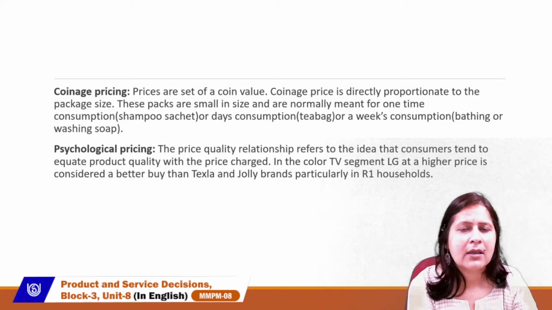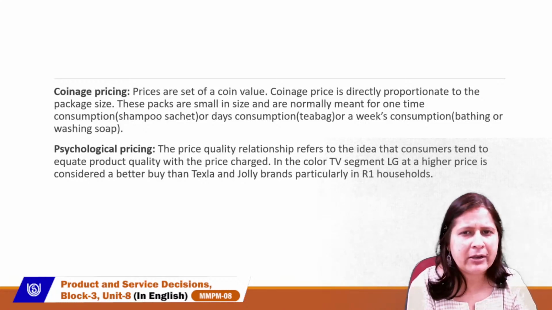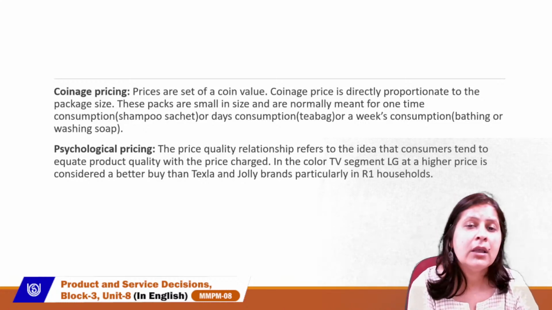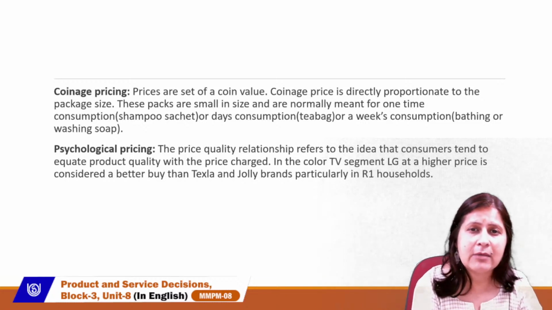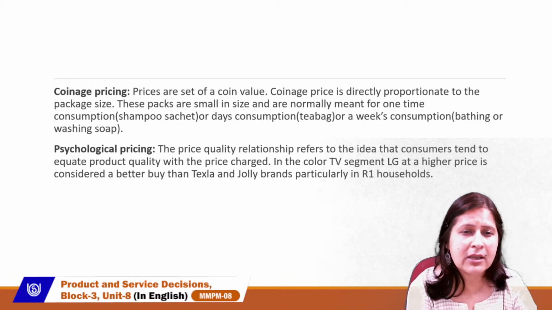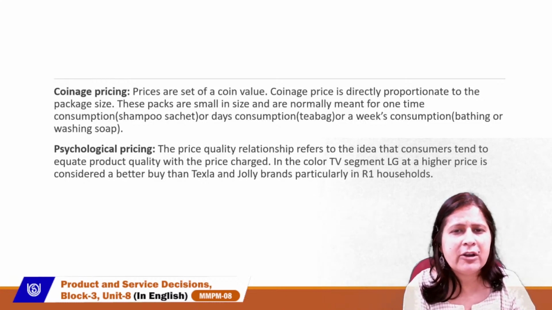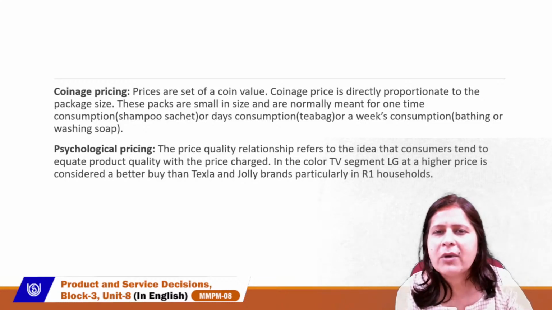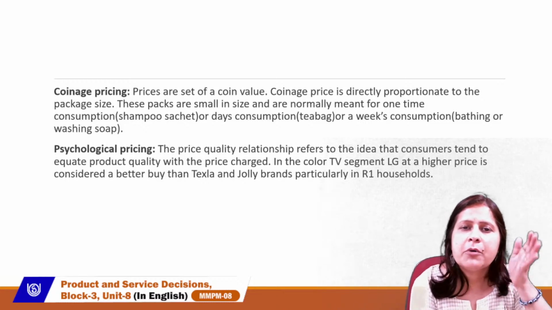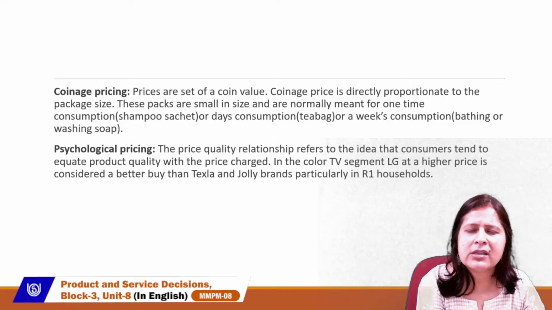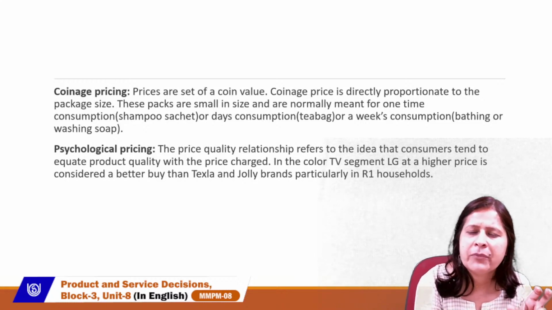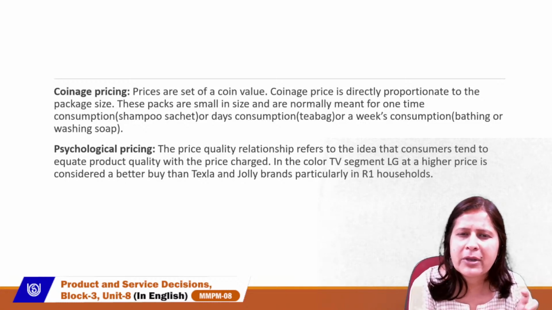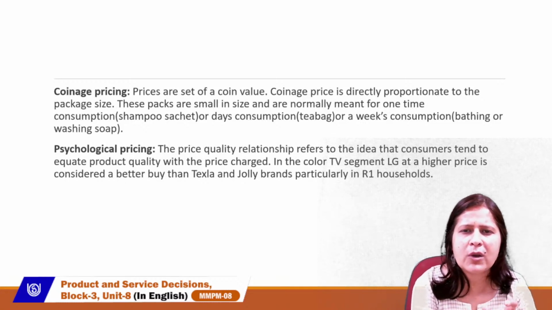If someone is charging high and their quality is good, people will prefer to pay more for better quality. But if the quality is the same and the company starts charging more, people will not prefer them, especially rural people. Another form of psychological pricing, you might have seen, plays an important role in psychology: rather than pricing a specific product at 100 rupees, usually companies say 99.